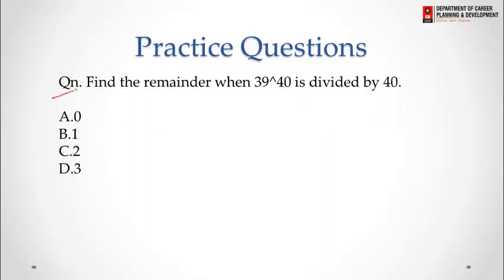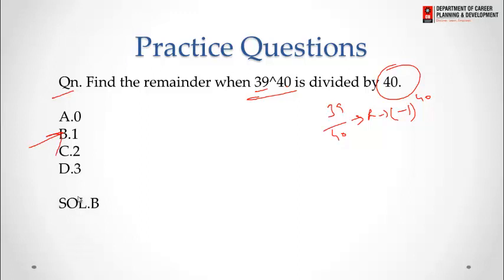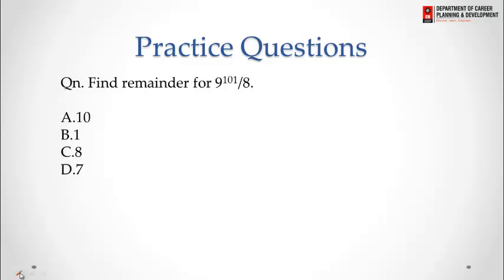Now here we have question number 2: find the remainder when 39 power 40 is divided by 40. What we need to do is take 39 power 40. If we divide 39 by 40, the remainder we have is minus 1, and minus 1 power 40 is plus 1. So 1, option number B, is the right answer for this question.